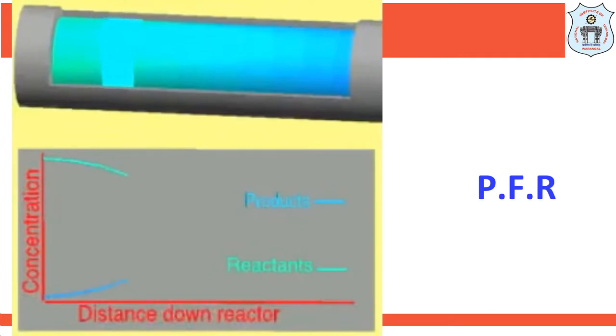This idealization helps us analyze this type of reactor, and the analysis can be simplified extremely. One can treat the plug flow reactor as a one dimensional flow reactor. For the ideal plug flow reactor, the basic assumption is that it is a one dimensional flow reactor.